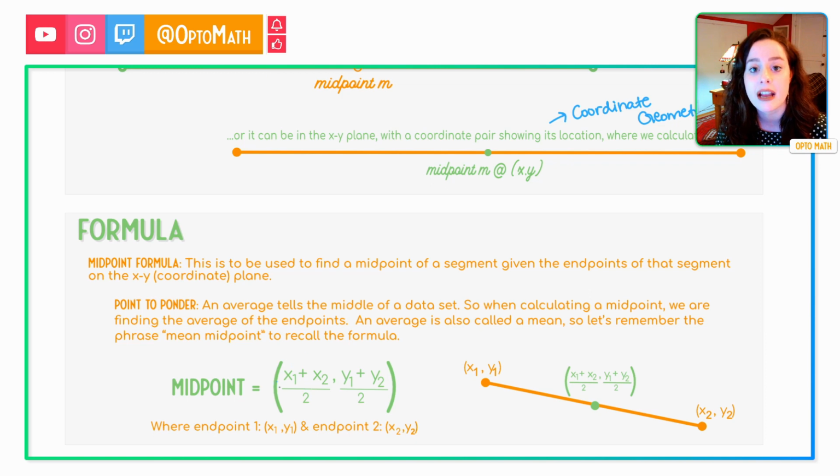So midpoint, like we said, x1 plus x2. So you're adding up your x's and you're dividing by 2. You're finding the average of the 2 x values of this segment's endpoints. The same thing goes for your y values. You're adding up those y values and dividing by 2 because there are 2 of those. So where endpoint 1 is x1, y1, and endpoint 2 is x2, y2. So that's what these numbers are coming from. And here's the picture. So here's one of our endpoints, x1, y1. Here's another, x2, y2. And our midpoint is determined by that midpoint formula.